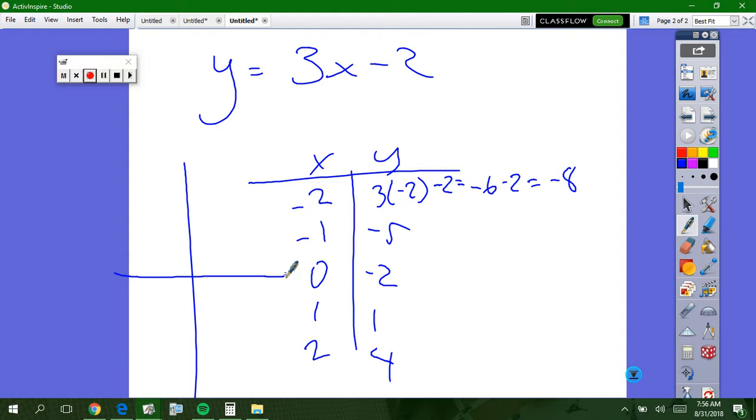So we're at -2, -1, -5, 1, 2, 3, 4, 5. -2, 1, 2, 4.